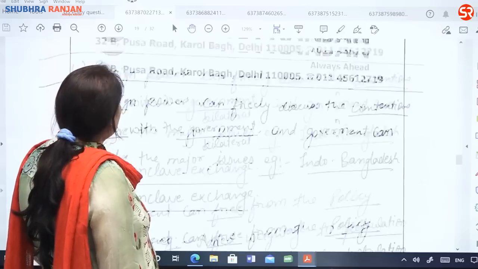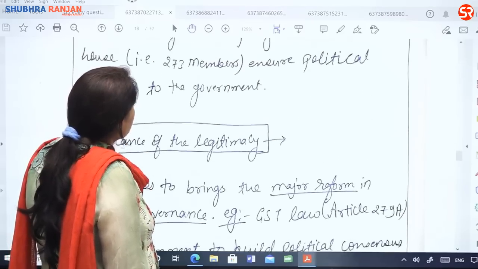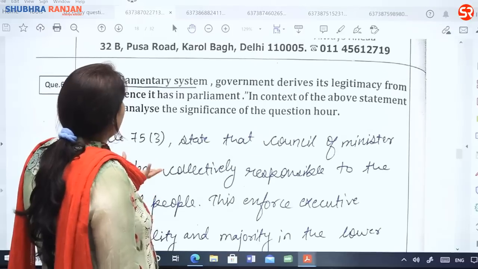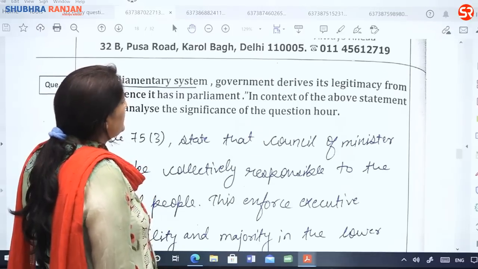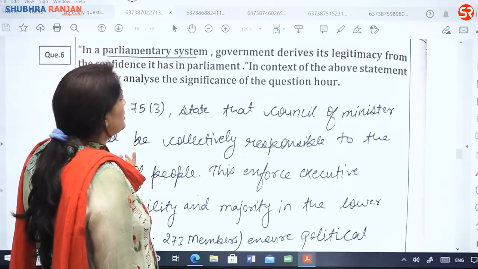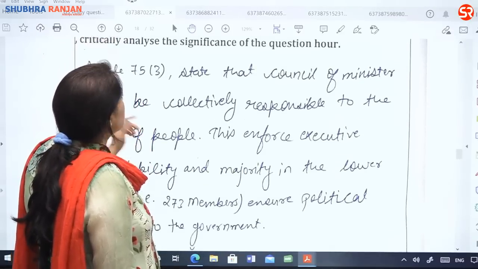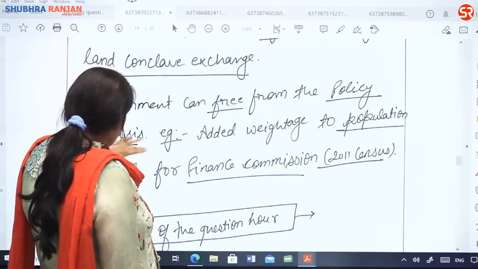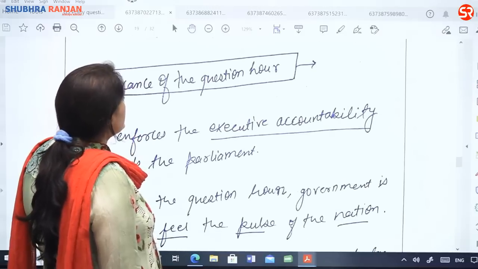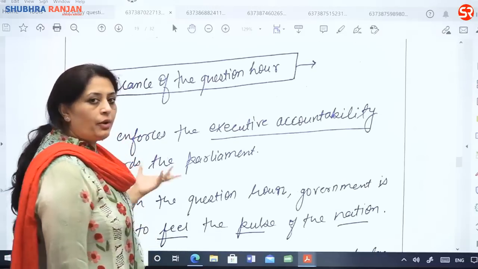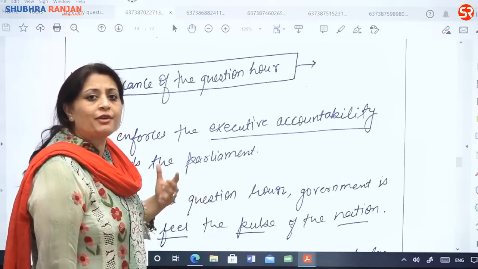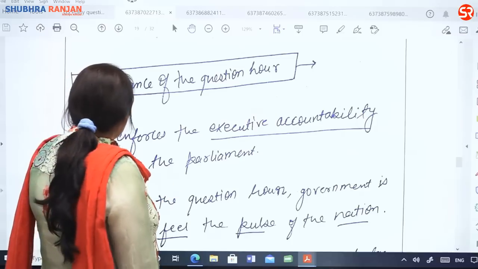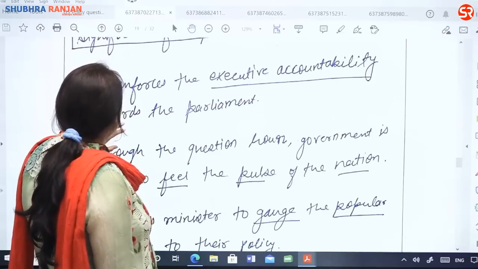I don't know why you have written so much on the legitimacy. A very brief view of legitimacy was better. In context, analyze the significance of question hour. It enforces executive accountability, but you have not told what is a question hour, why question hour. You should have written something on the role of opposition.